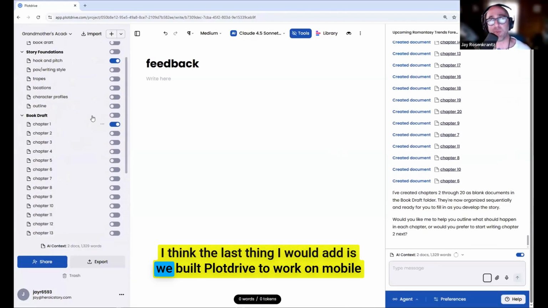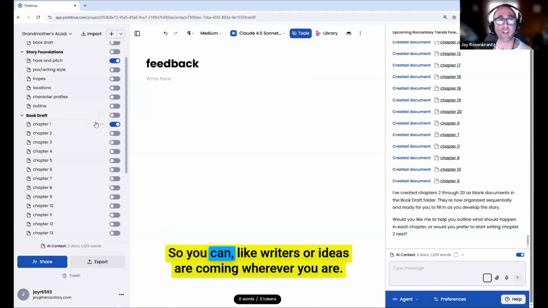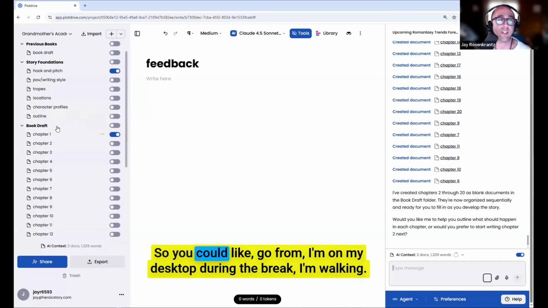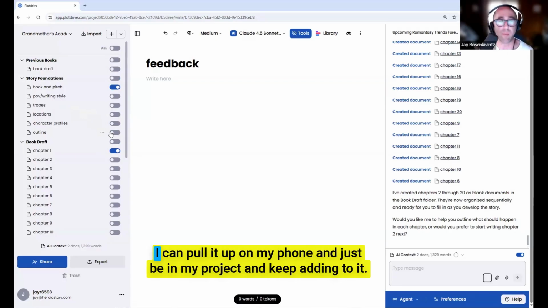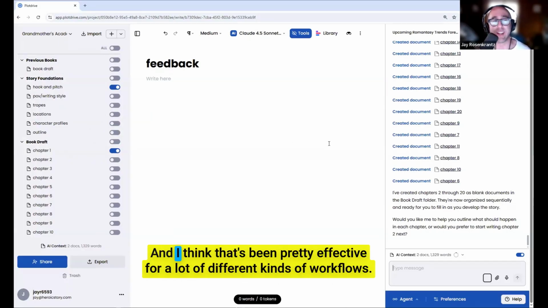I think the last thing I'd add is we built Plotdrive to work on mobile as well, on mobile web and tablet, so writers can capture ideas wherever they are. We're always context switching, we're always moving. And Plotdrive syncs across all devices. So I could be on my desktop, then during the break, walking, pull it up on my phone and just be in my project and keep adding to it. And then when I come back to a laptop or my desktop again, it'll be right there. I think that's been pretty effective for a lot of different kinds of workflows.